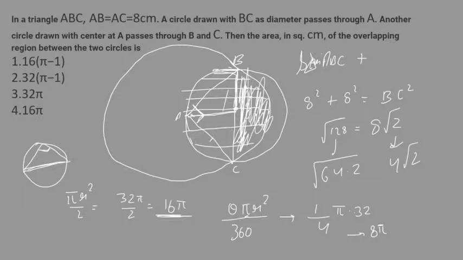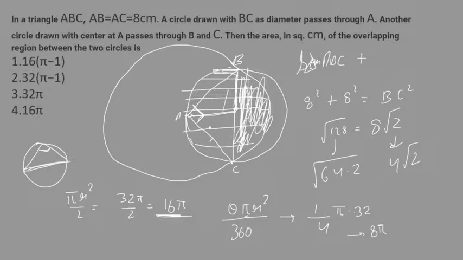Now I have to add the area of this segment as well. So what will the area of the segment be? It will be the area of this entire sector minus the area of this triangle. Hold on, let me remove this. Let's discuss this entire thing again because it is a little confusing.